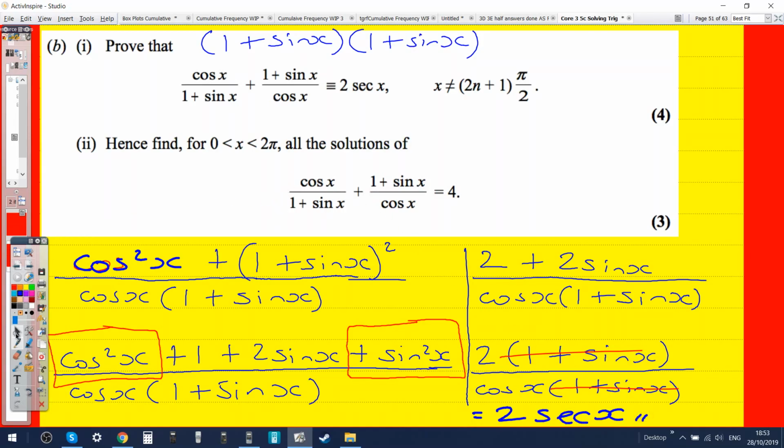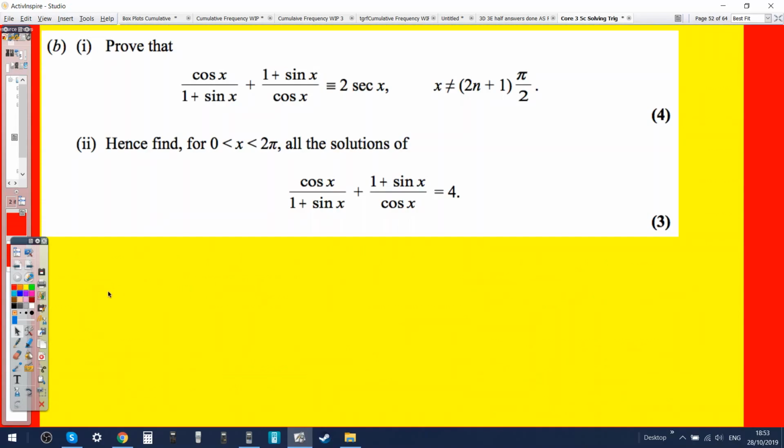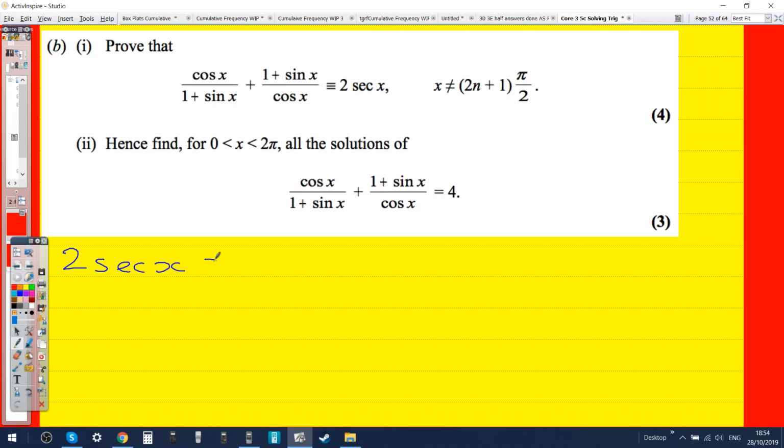How do you do part B? Let's find all the solutions between 0 and 2 pi of that equals 4. So we know that equation can be simplified to 2 sec x equals 4. So sec x equals 2. So x equals inverse cos of a half.